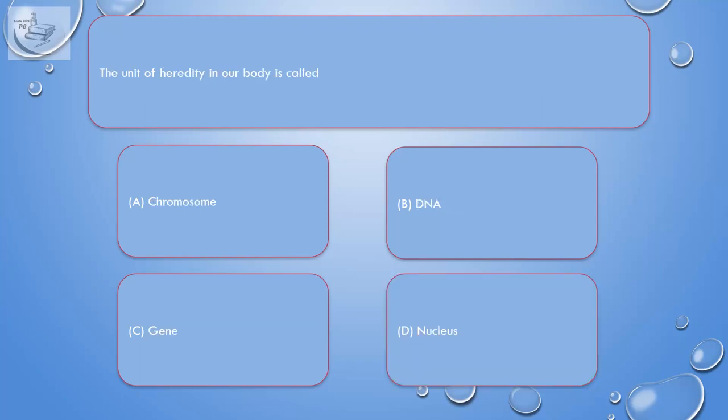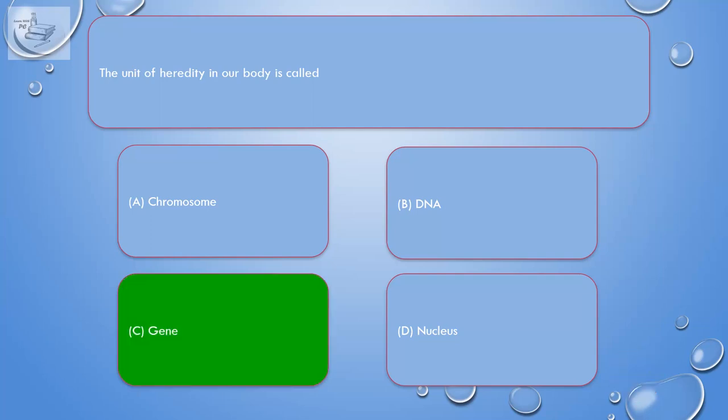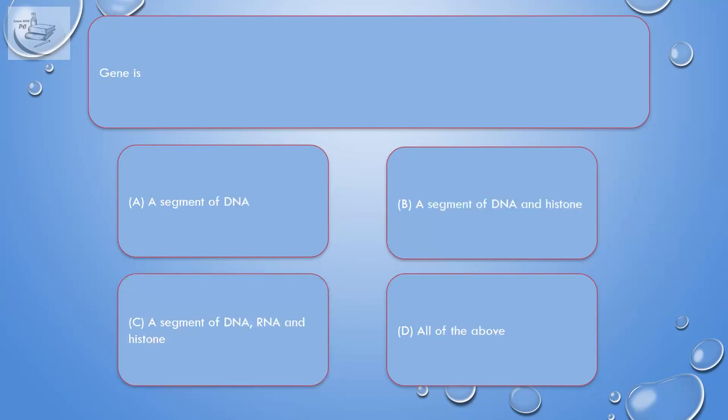Question: the unit of heredity in our body is called A. Chromosome, B. DNA, C. Gene, D. Nucleus. Correct answer is C. Gene. Question: gene is A. A segment of DNA, B. A segment of DNA and histone, C. A segment of DNA, RNA and histone, D. All of the above. Correct answer is A. A segment of DNA.